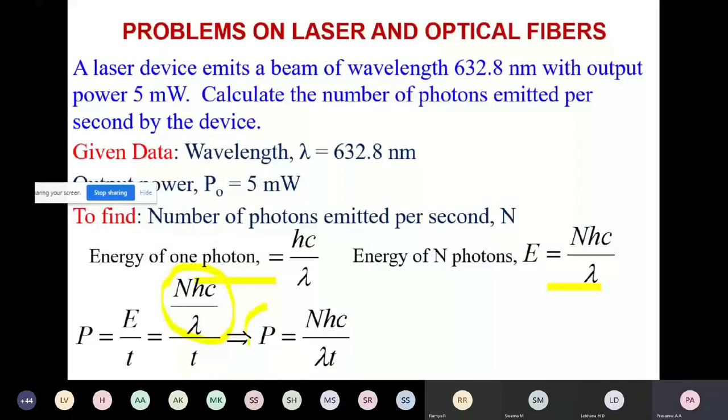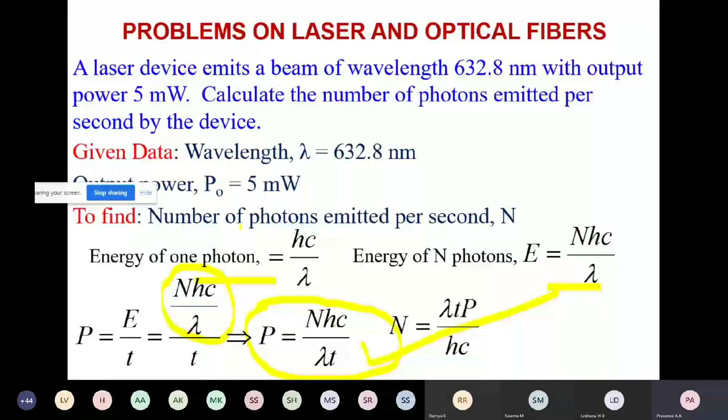Just to help you understand how to get this equation, I told you about the number of one photon, number of n photons, etc. Remembering this equation is enough for you. So you substitute the values by rearranging the equation, because we need to calculate n. You will get 1.59 into 10 power 16 per second.